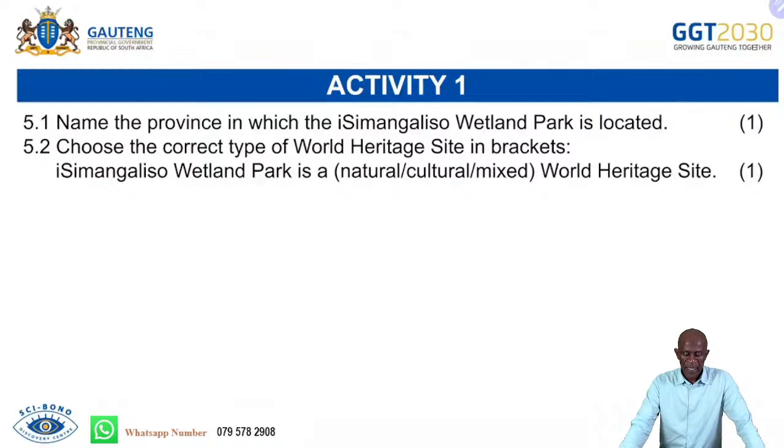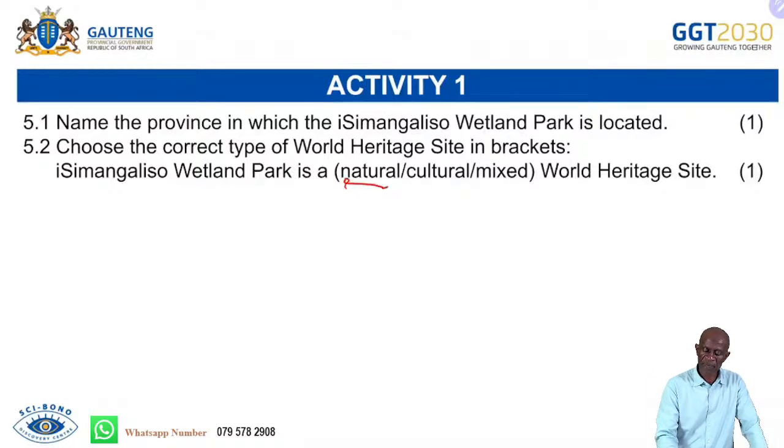Activity number 1. It says, name the province in which the iSimangaliso Wetland Park is located. 5.2, choose the correct type of World Heritage Site in brackets: is iSimangaliso Wetland Park a natural, cultural or mixed World Heritage Site? In response to these questions, for 5.1, iSimangaliso Wetland Park is located in the province of KwaZulu-Natal. For 5.2, the correct type here is natural.